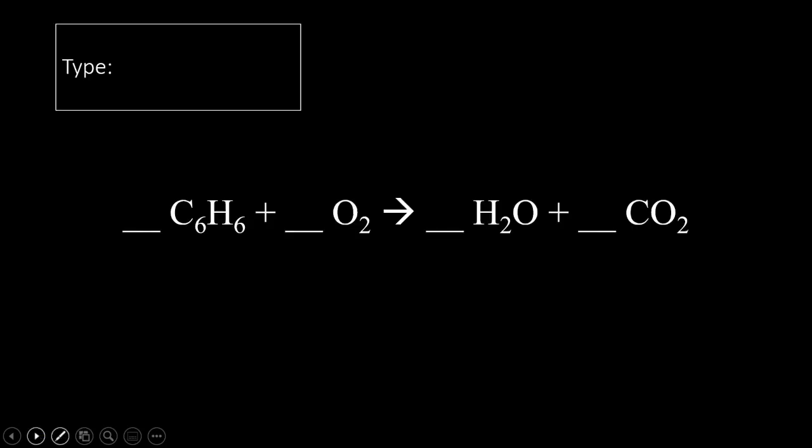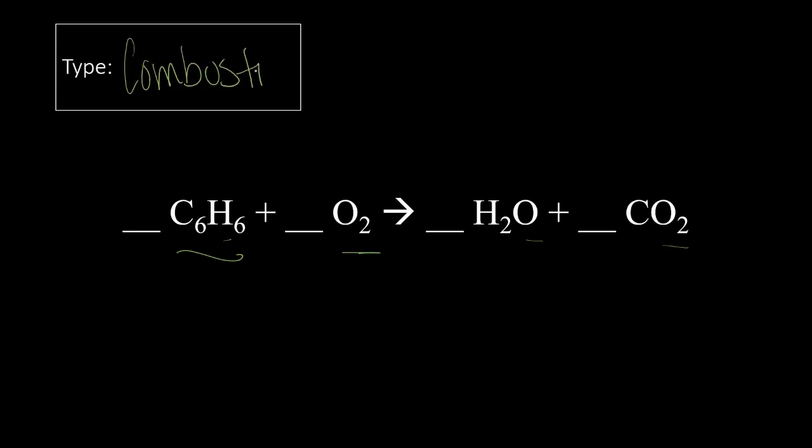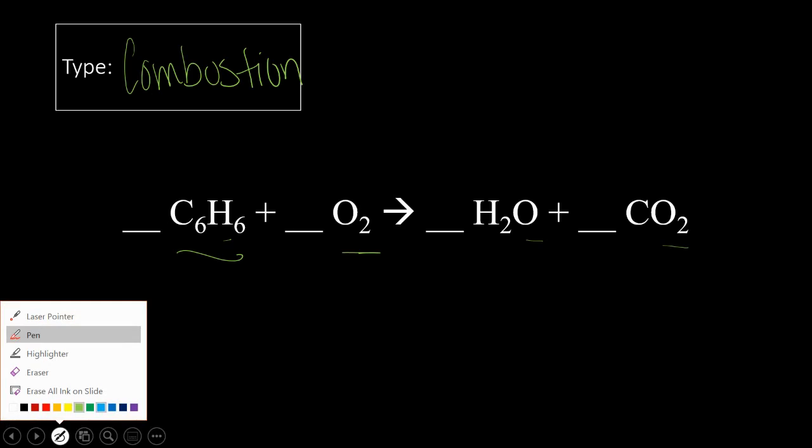Here's our first example. C6H6 plus O2 makes H2O and CO2. So I'm first going to identify the type of reaction. If I look at what's happening here, it almost looks like the carbon now is paired with oxygen. The hydrogen is also now paired with oxygen. And my products are H2O and CO2, and I have this oxygen here. Plus, this is a hydrocarbon. So this type of reaction is combustion. Okay, so that's our identification.